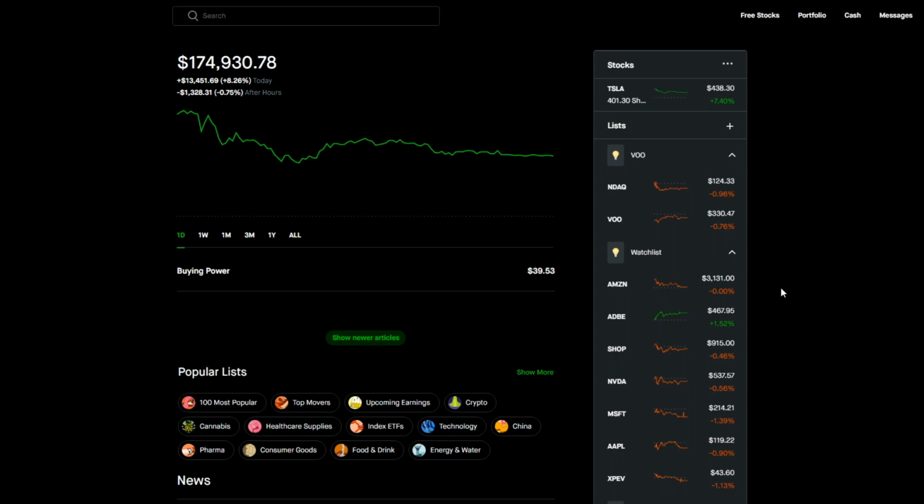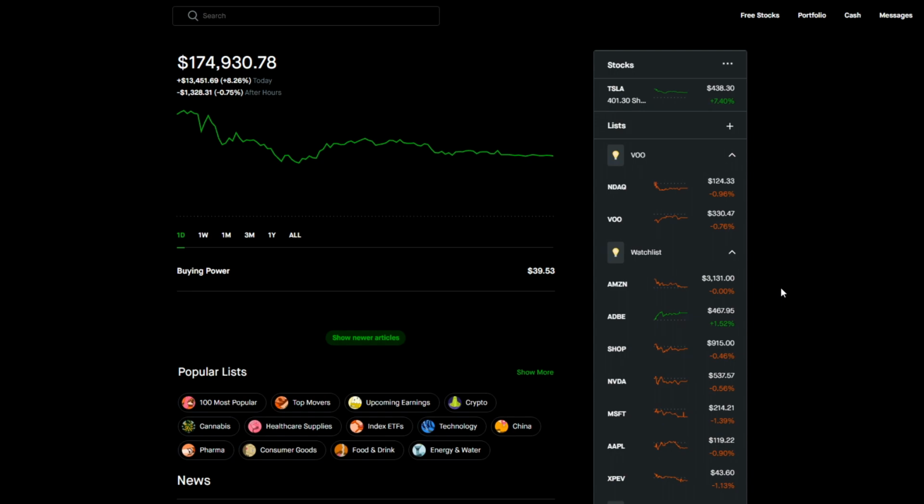But back onto the portfolio value, in the normal market hours, we had a plus 8.26% gain. That was plus $13,451.69. And then in the after hours, we had a minus 0.75% gain, which is at minus $1,328.31. And keep in mind, the after hours are currently closed right now, so the market is at a standstill.